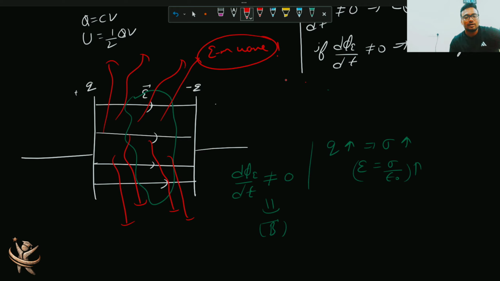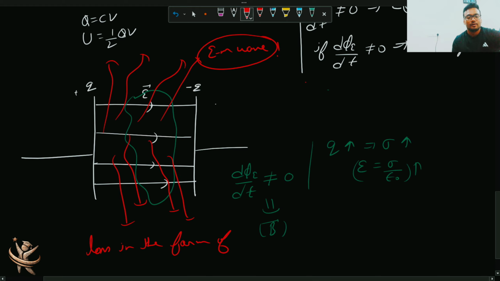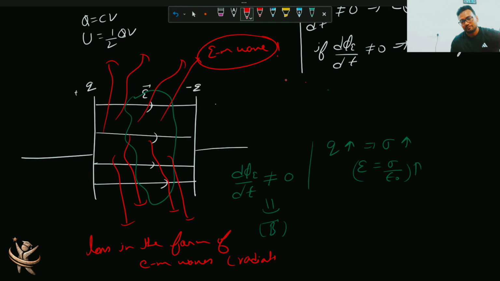So even if I take a magnetic compass near this capacitor, it will show deflection. You don't even need to put it inside the two plates. Even if you place it outside the plate or near the plate, it will show deflection. So basically these EM waves are generating between the plates, and they are even going out of the plates. So that is basically a loss in the form of EM waves. Better to say radiation.